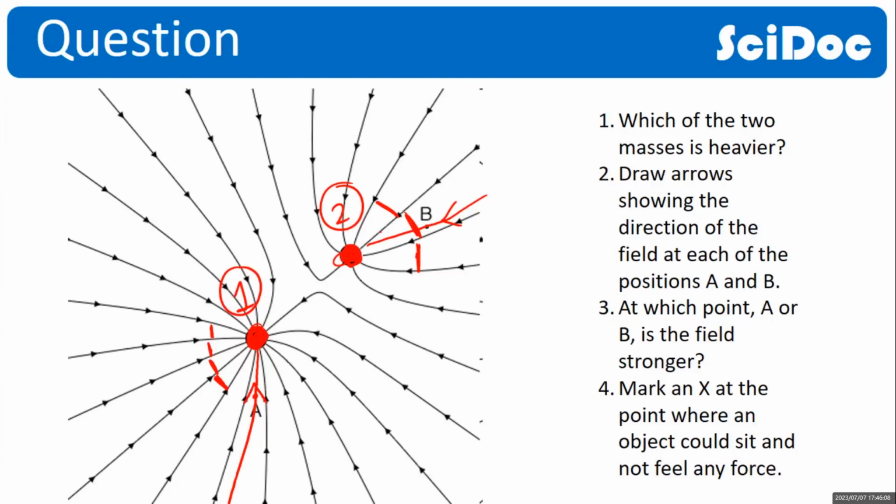Mark an X at a point where the object could sit and not feel any force. So we have to find a point where there is no gravitational field acting.